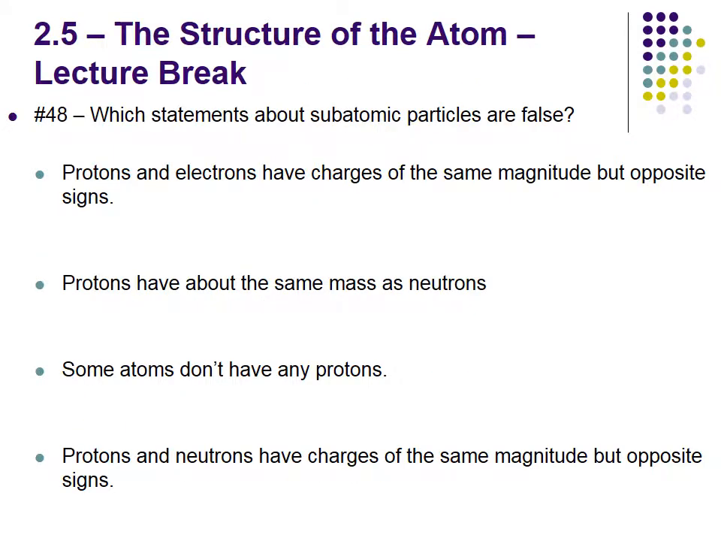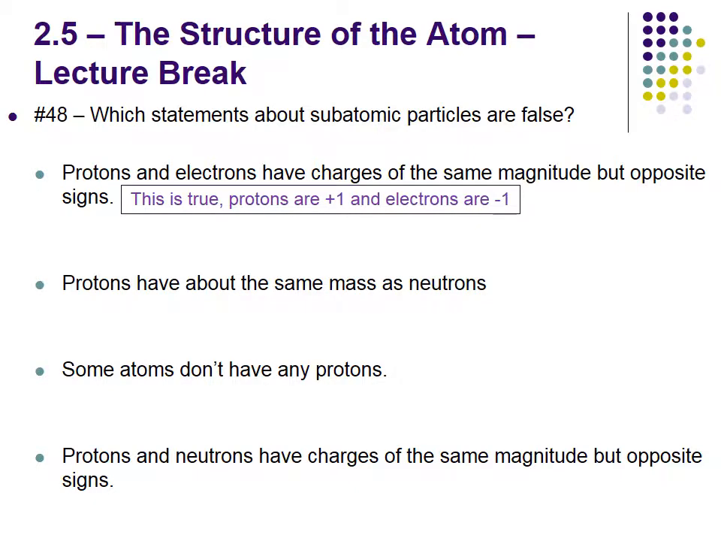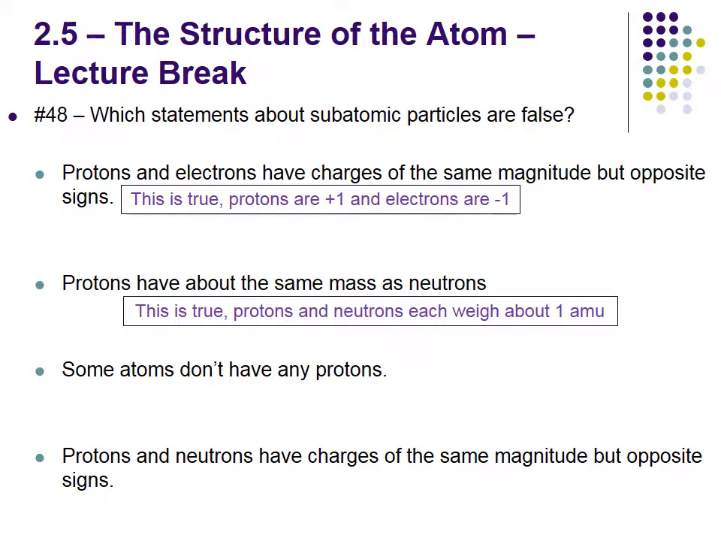So here's our questions to go along with that. Which statements about subatomic particles are false? Protons and electrons have charges of the same magnitude but opposite signs. This is true. Protons are a positive one and electrons are a negative one. So same amount of charge, just opposite signs. Protons have about the same mass as a neutron. This is also true. They each weigh about 1 mass unit, or AMU.